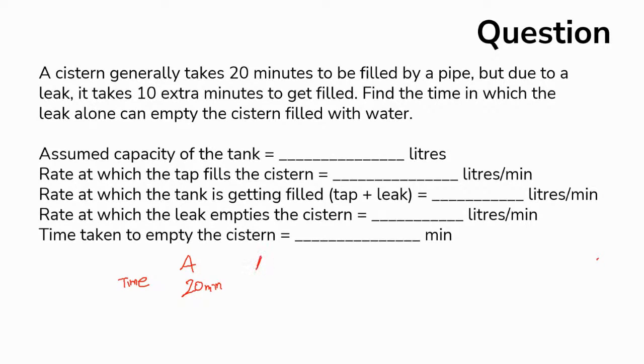And if there is a leak, the leak will always be doing negative work. So in that case, pipe A and a leak are there. But what they are saying is that it took 10 extra minutes, not totally 10 minutes. Generally, pipe A alone can fill it in 20 minutes, which means it took 10 extra minutes, so it is going to be 30 minutes. And they are asking, find the time in which the leak alone can empty the cistern. So this timing they have asked.